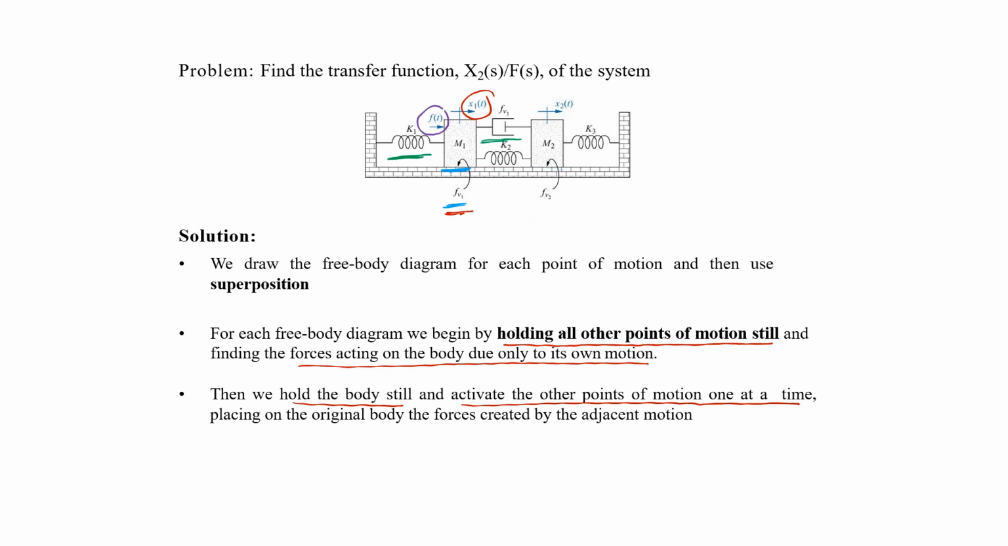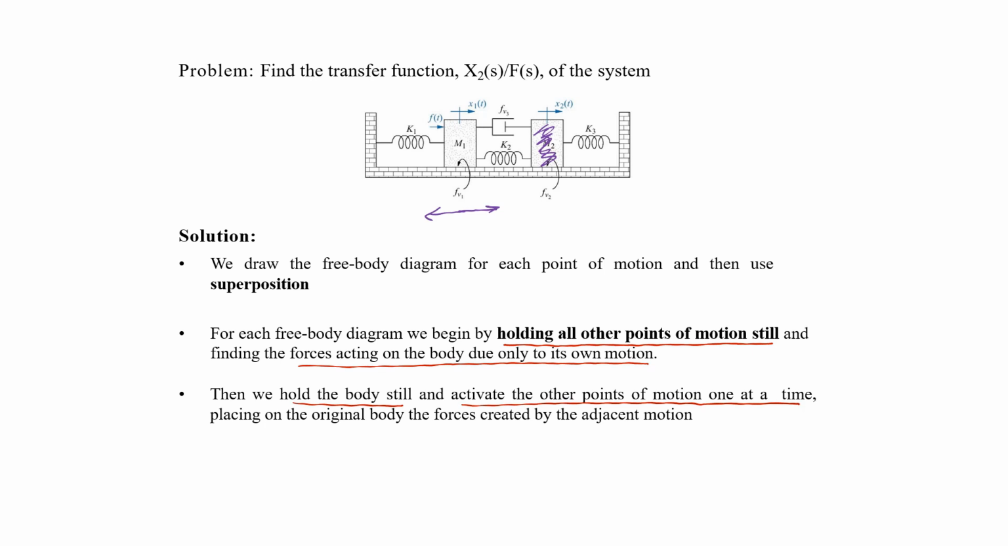For example, firstly I want to find the free body diagram for M1. What I will do is hold M2 still and move M1, and we can see that M1 can be moved in this direction as well as in the other direction.